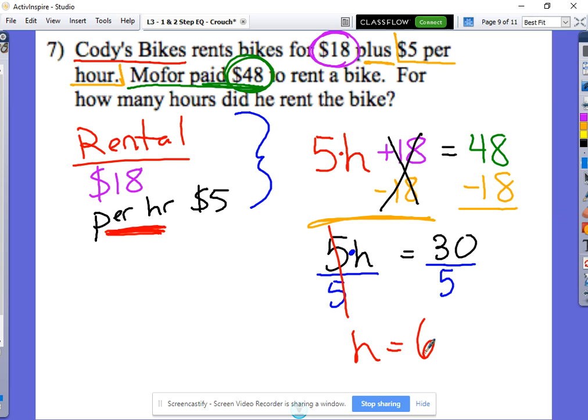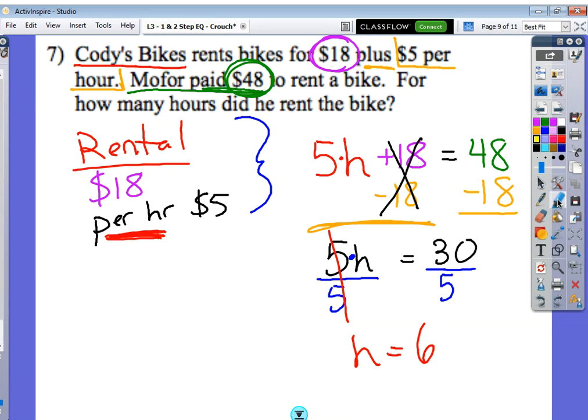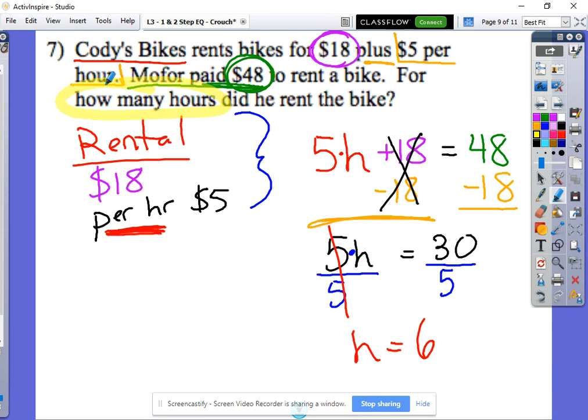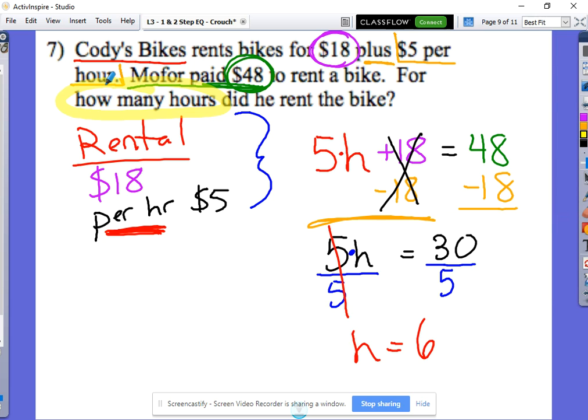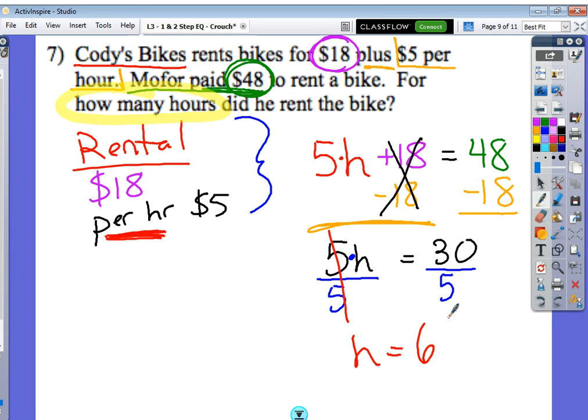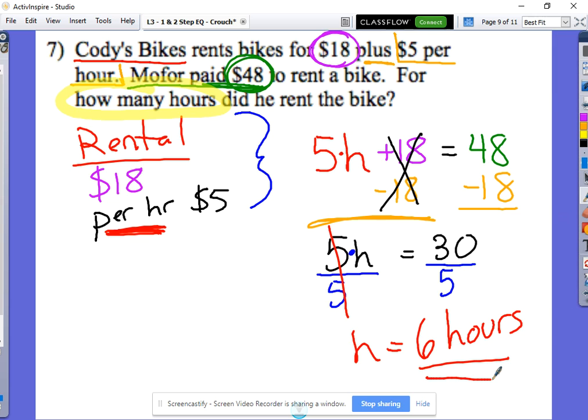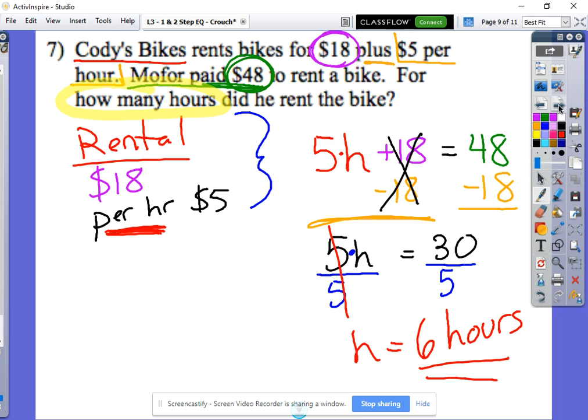Now you're probably tempted to just circle that and say, great, h equals 6. But let's really think about what we're doing. If we go back to our word problem, the question was, how many hours did he rent the bike? So we really always want to answer a word problem using words. Novel idea there, right? So 6 hours is our final answer, because we always want to answer a word problem using words. Okay?